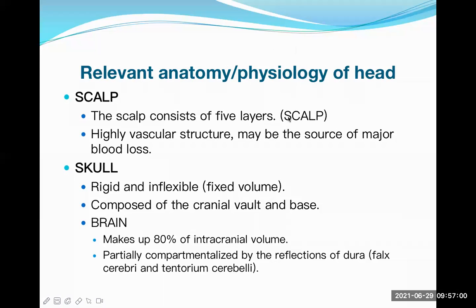S is skin. This skin is very tough, very thick, and it is very richly supplied by blood vessels. That's why with any cut or injury to the scalp there is a brisk amount of bleeding, and it is difficult to control. We usually need to go for suturing. C, connective tissue, subcutaneous tissue you can say. A for aponeurosis, L is loose areolar tissue, and P for pericranium.